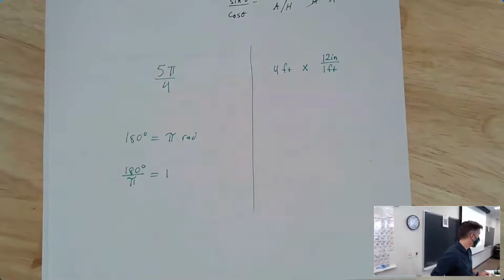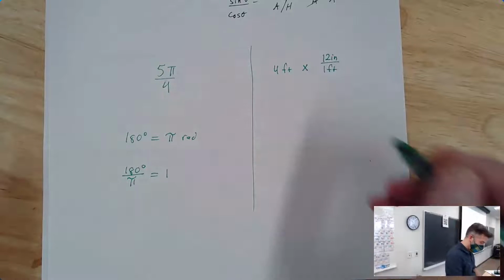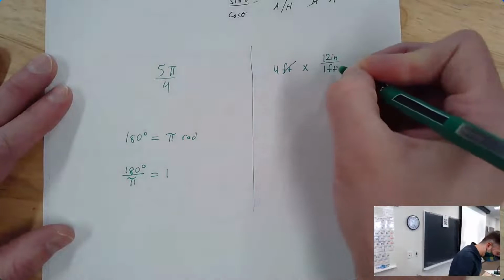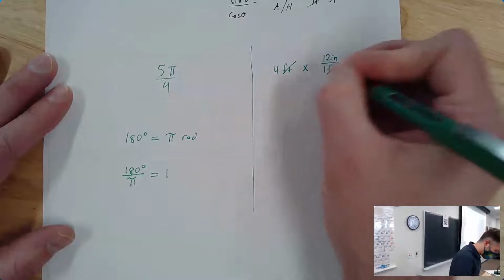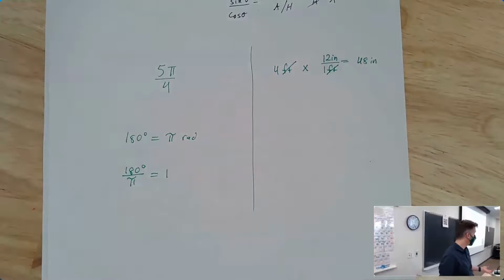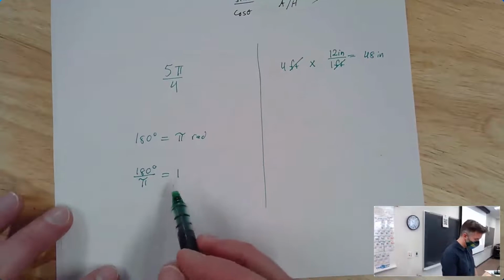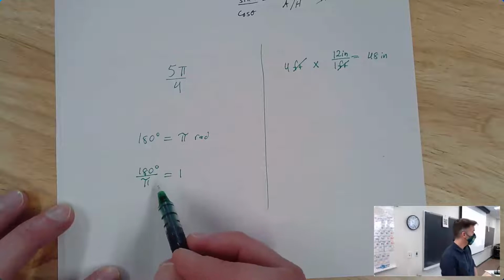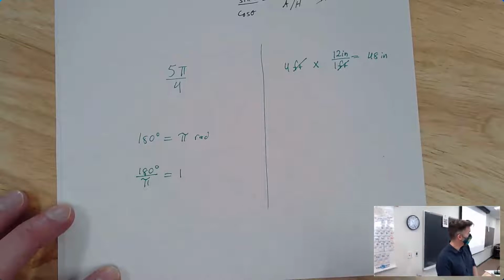Right, that's 1. It doesn't look like 1, but it is 1 because 12 inches divided by 1 foot is 1. And then the units we don't want cancel, and we get 4 times 12 inches, which is 48 inches, which is the same as 4 feet, just measured in inches. That's the whole idea here: we're multiplying by this 1 to change from the units we don't want to the units we do want.